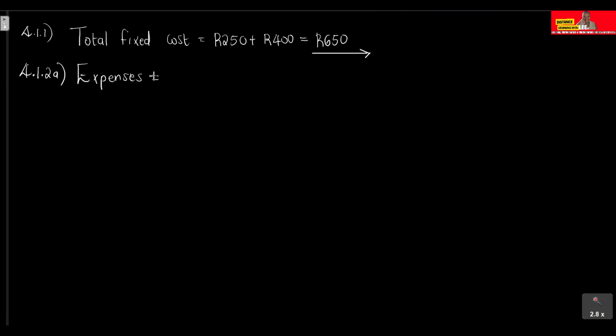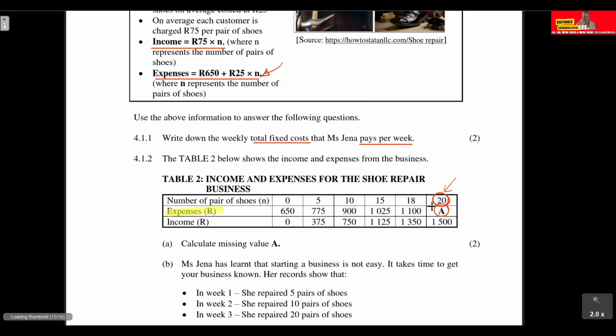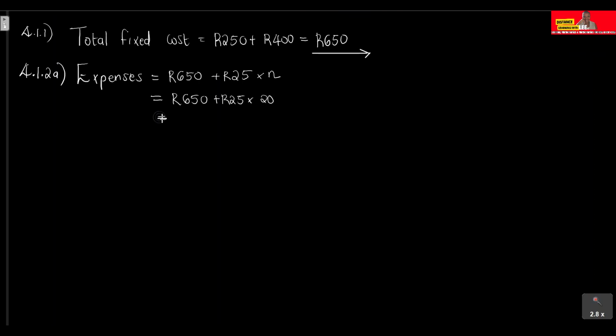The formula says expenses is equal to 650 plus 25 rand multiplied by n. So we're going to substitute our n. What is our n? We saw that this is 20 pairs of shoes. And then if you punch that into your calculator, what do you get? Remember, if you just want to do this arithmetically, BODMAS, you're going to start off with the multiplication.